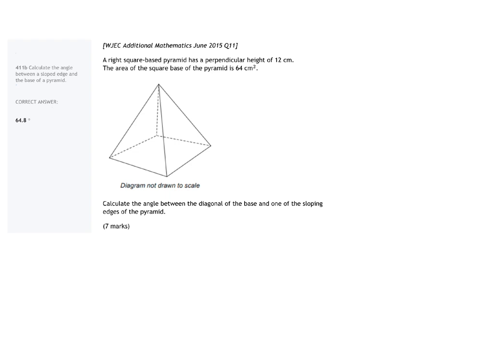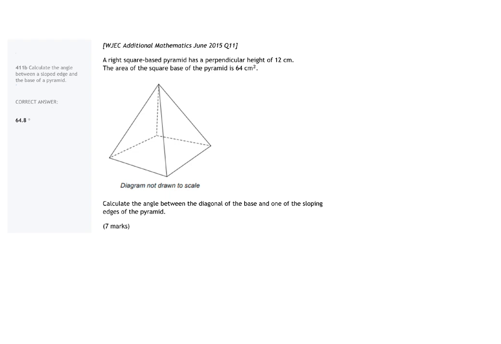So in this question, we're given a square-based pyramid, and we are asked to calculate an angle between the diagonal of the base and one of the sloping edges of the pyramid. So we are looking at the diagonal of the base, which is this distance here, and then the sloping edge would be this here. So let me put the measurements on, and I'll mark those two lines on as well.